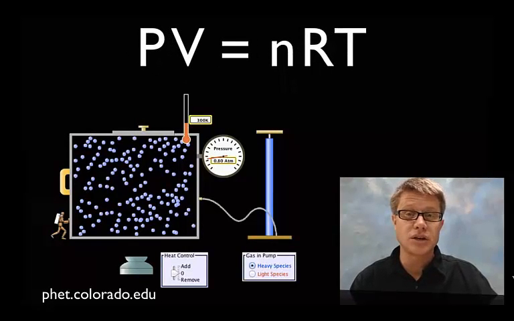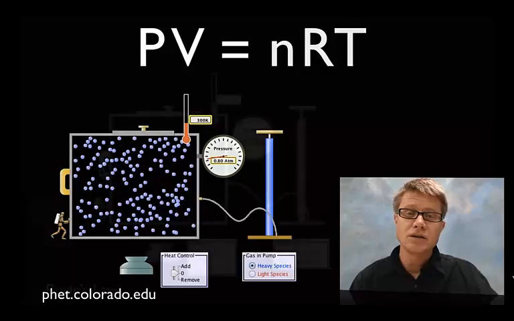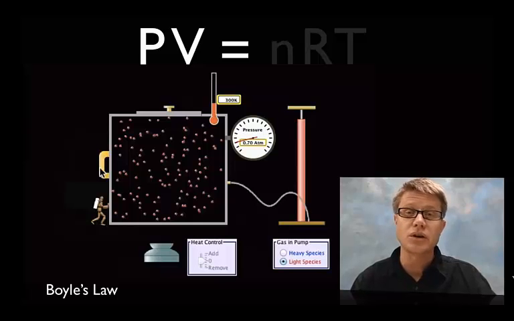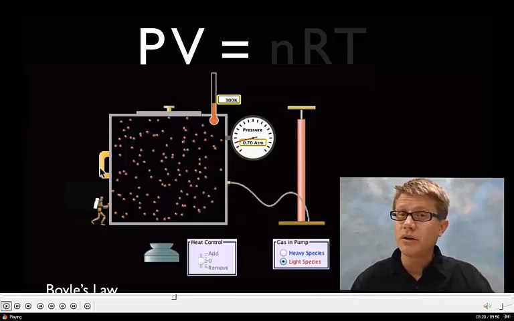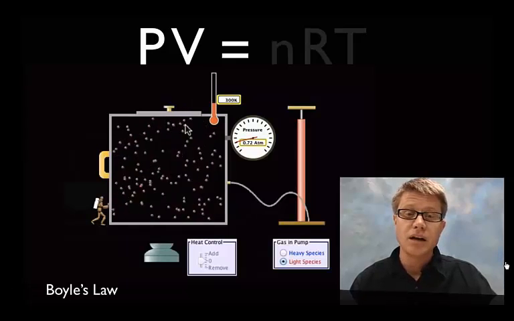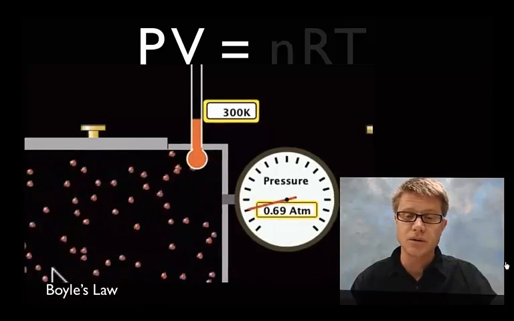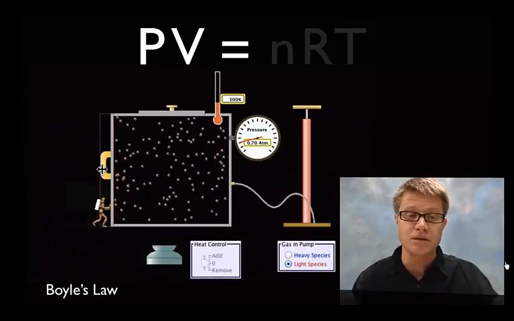That's the relationship. Now you could learn all the different gas laws, but it's better to just learn the ideal gas law and then apply it in different situations. And so we're going to use this simulation at PhET, and we're going to look at Boyle's law. That's the relationship between pressure and volume. We're going to keep n, R, and T all constant, and look at how volume and pressure are related. So I'm going to keep the temperature constant. If we look at the pressure, it's around 0.69 atmospheres.